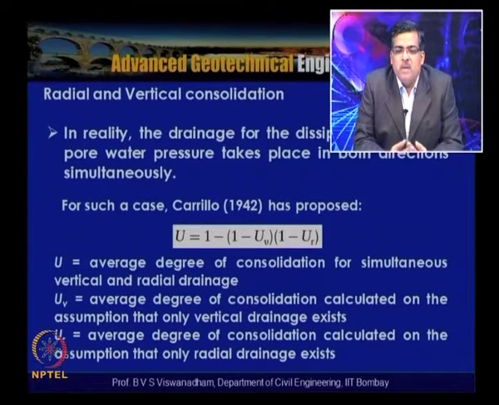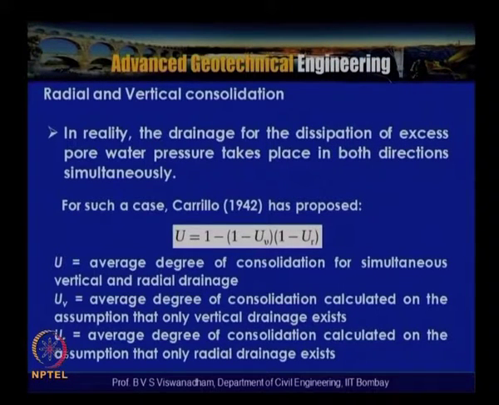This is by the conventional method whatever we have discussed, and then we can club and get the U, which is nothing but U is equal to U suffix v comma r, where this is the average degree of consolidation for both vertical and radial drainage.